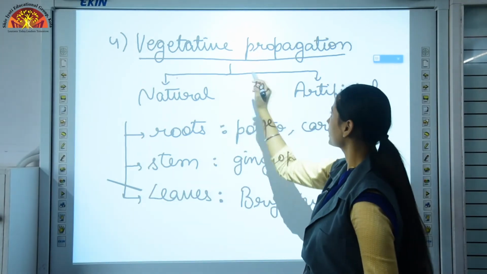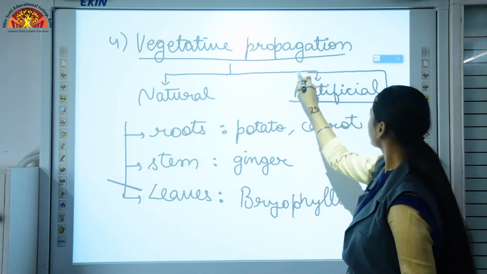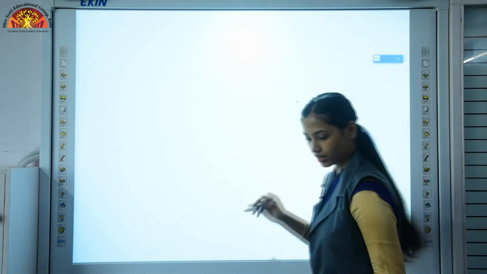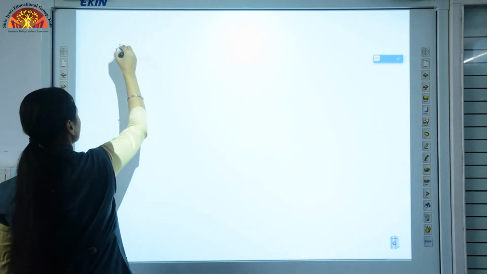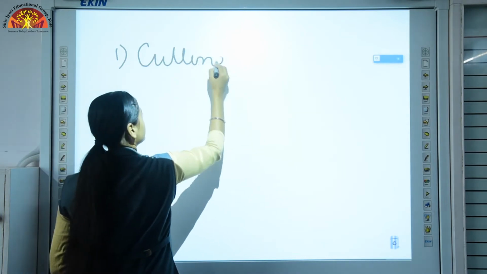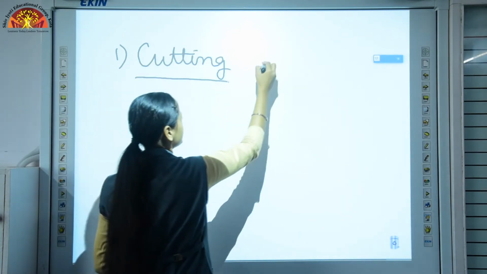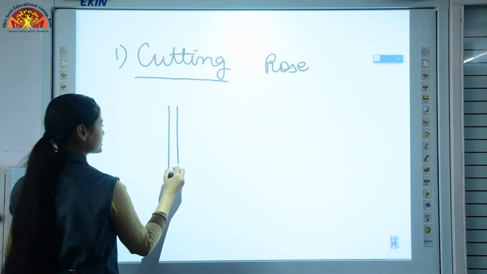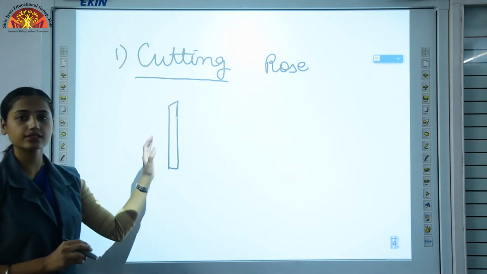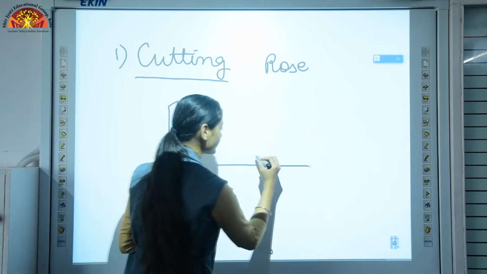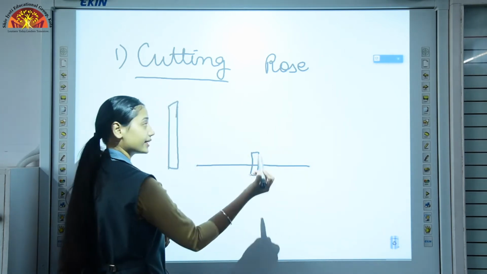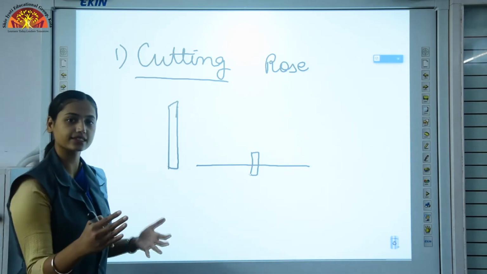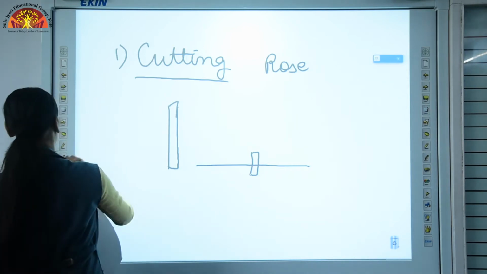Now another type of vegetative propagation is artificial. In artificial there is involvement of humans. The first type of artificial vegetative propagation is cutting. Now in cutting what happens? Let's take the example of a rose plant. Let's say this is the stem of rose. If you cut this stem of rose and bury that stem in the soil, then it will grow into a new plant of rose. So that is cutting. We are cutting the stem and burying it in the soil.